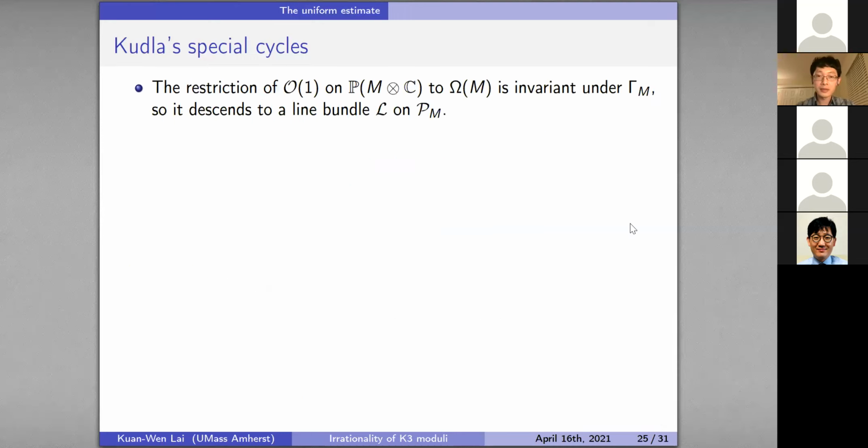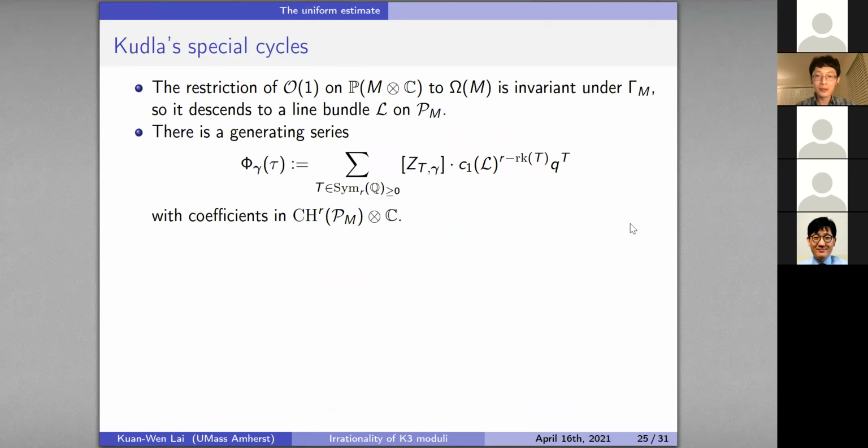And about these cycles, they form a generating series. So first, the restriction of O(1) on the perturbation of M over C to the period domain is invariant under the modular group action. So it descends to a line bundle L on the period space.